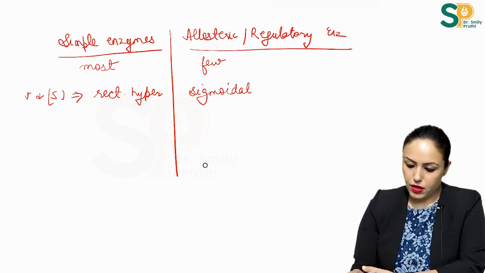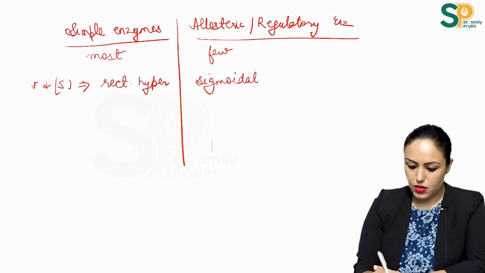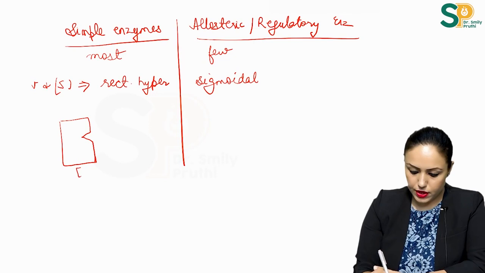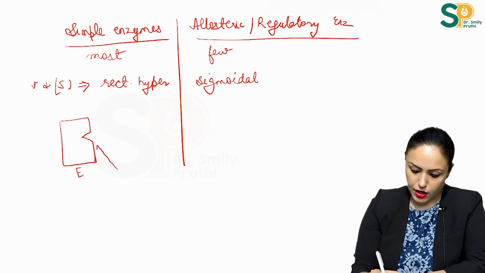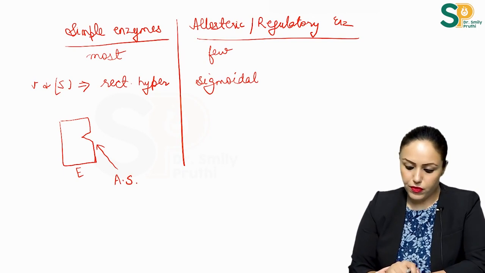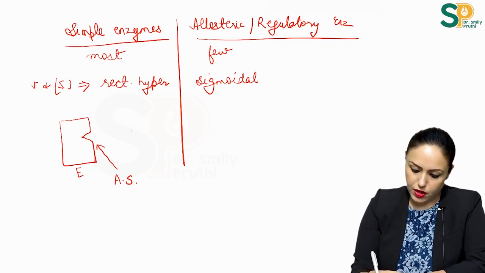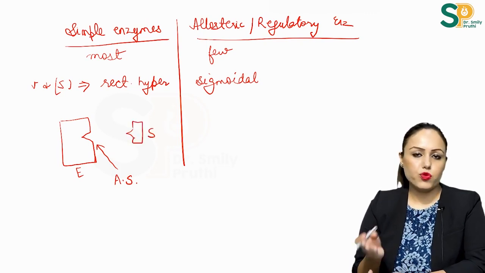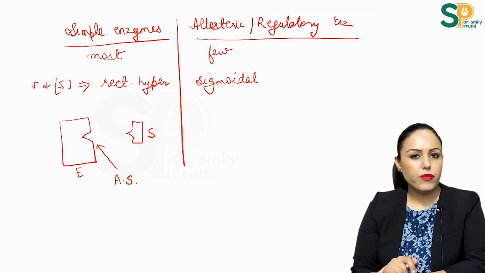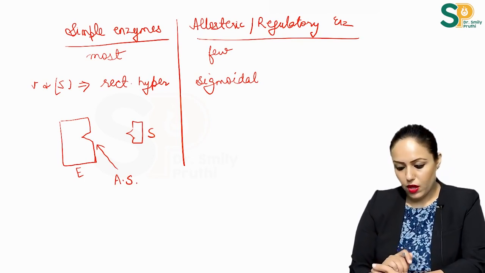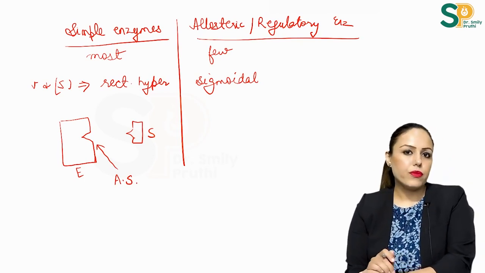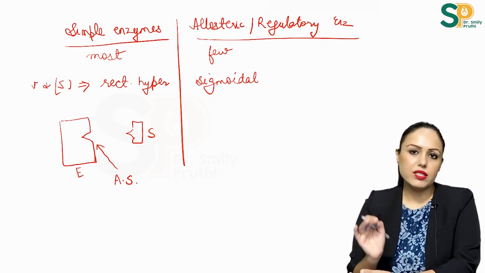Let's understand what simple enzymes are. See this structure. Let's say this is the enzyme and this is the active site of the enzyme, where the substrate will bind. So this is the substrate. The substrate can fit the active site and the reaction will occur. So it's very simple here. There's no other site. There's only one site, the active site.